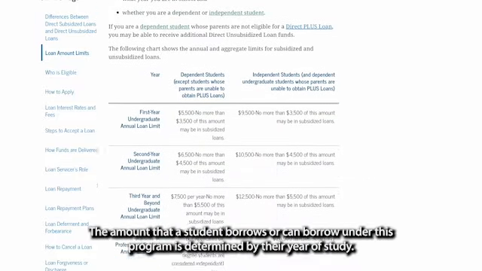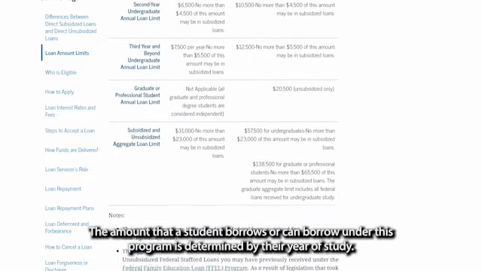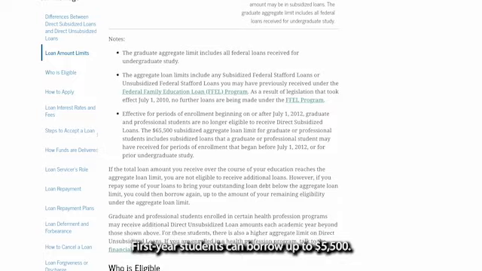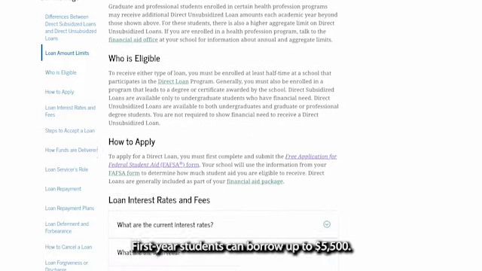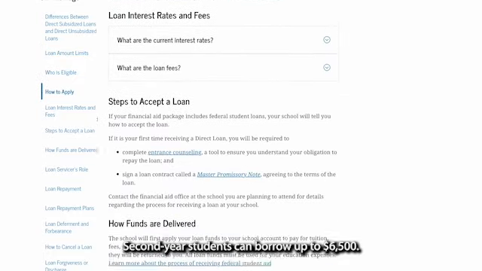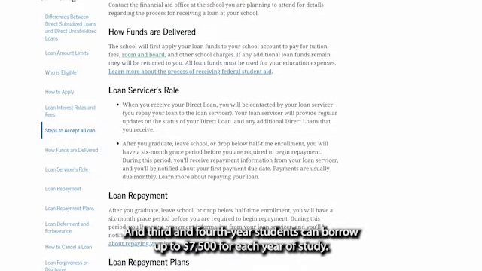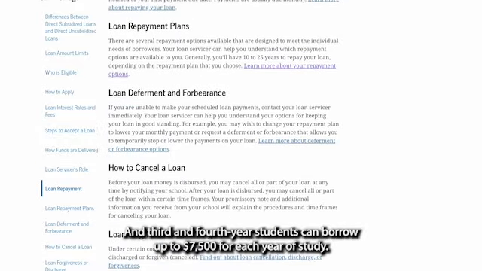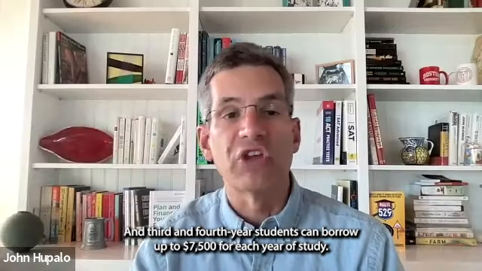The amount that a student borrows or can borrow under this program is determined by their year of study. First-year students can borrow up to $5,500. Second-year students can borrow up to $6,500. And third and fourth-year students can borrow up to $7,500 for each year of study.